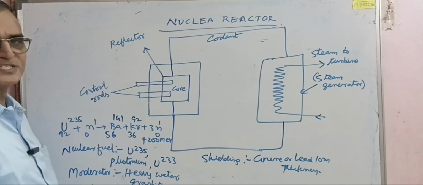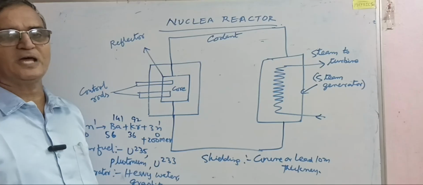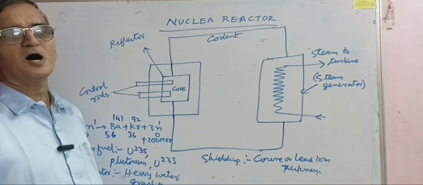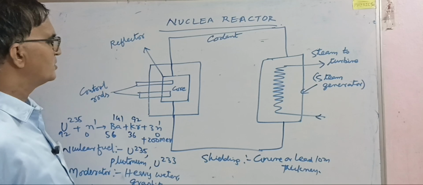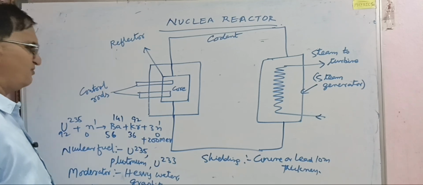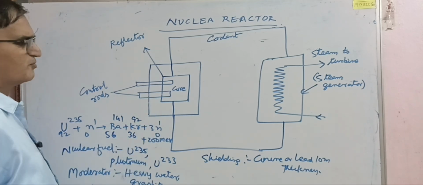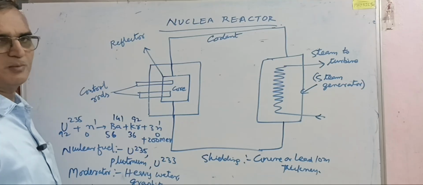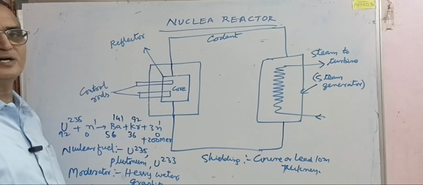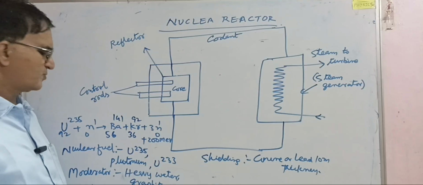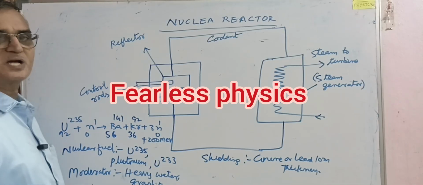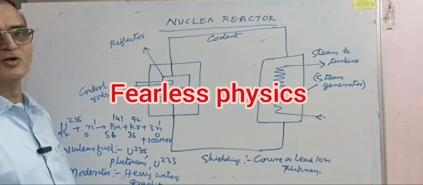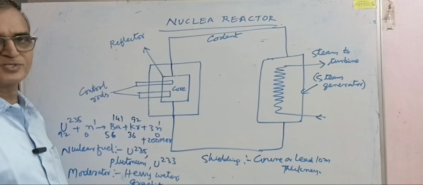The fission reaction can be initiated with the help of stray neutrons, or neutrons from any reaction are allowed to bombard. Once the fission reaction starts, first you have to control the number of neutrons. For that, control rods are used. Boron, cadmium, steel are used as control rods. So the control rods absorb the neutrons.